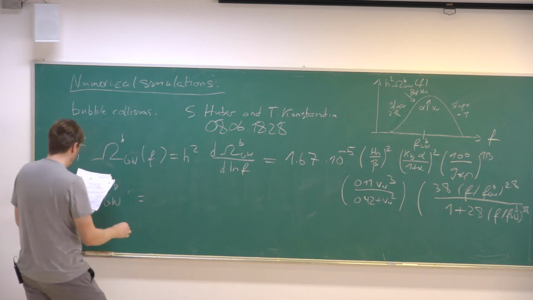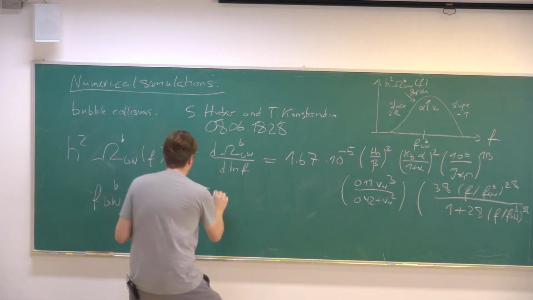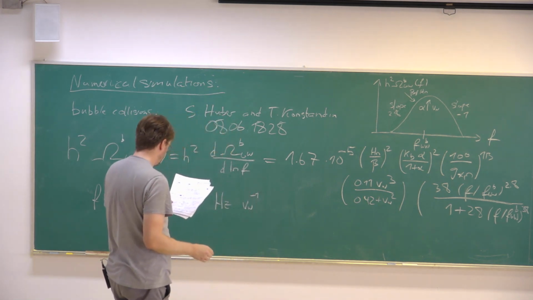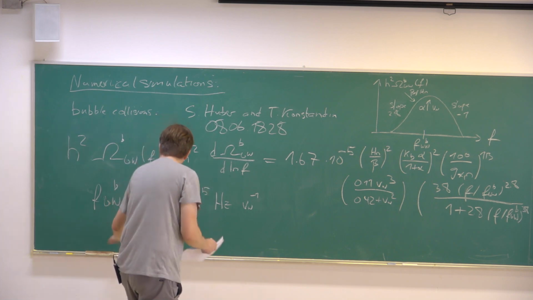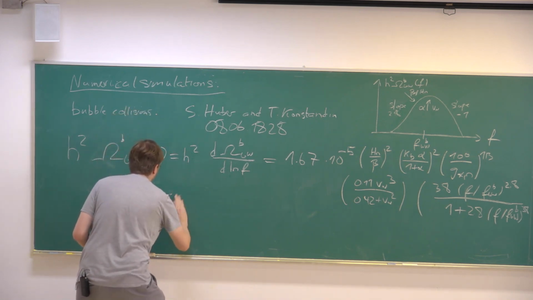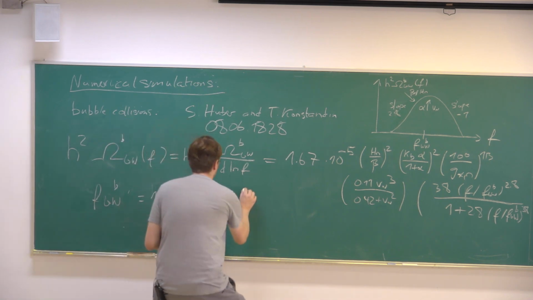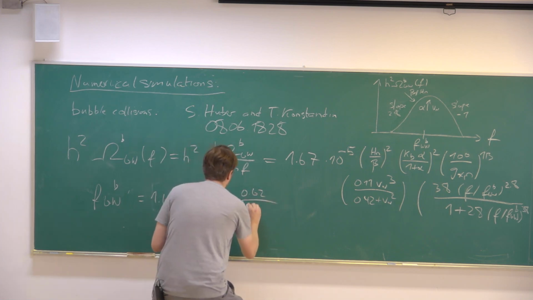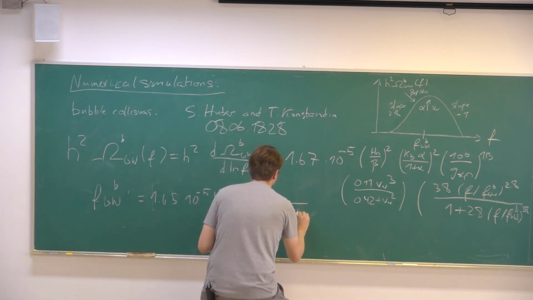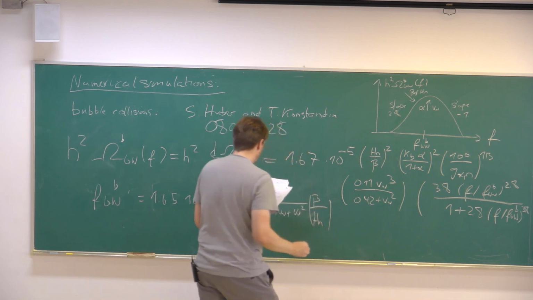So the peak frequency is given by 1.65 times 10 to the -5 hertz, times the wall velocity factor, 0.62 over 1.8 and so on, squared, H. Sorry, this is the wrong formula at first.